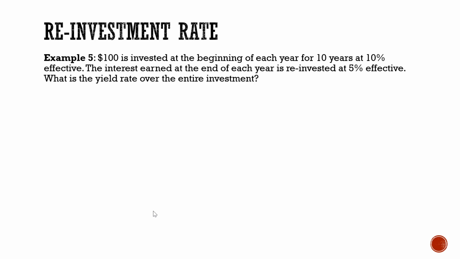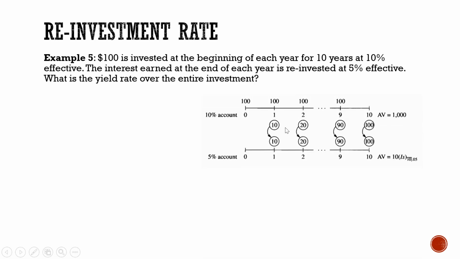So this example looks similar to example 4. However, in example 4, we invested only $100 at time 0. But in example 5, we invest $100 at the beginning of each year for 10 years. So totally we have $1,000 invested. So $100 at time 0, $100 at time 1, and continue to time 9.